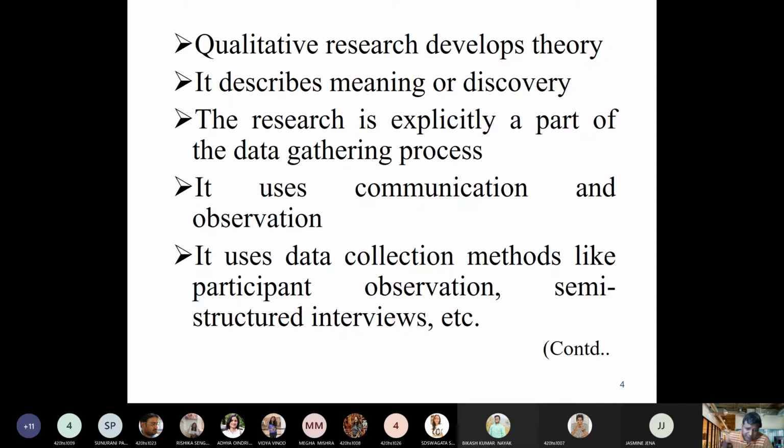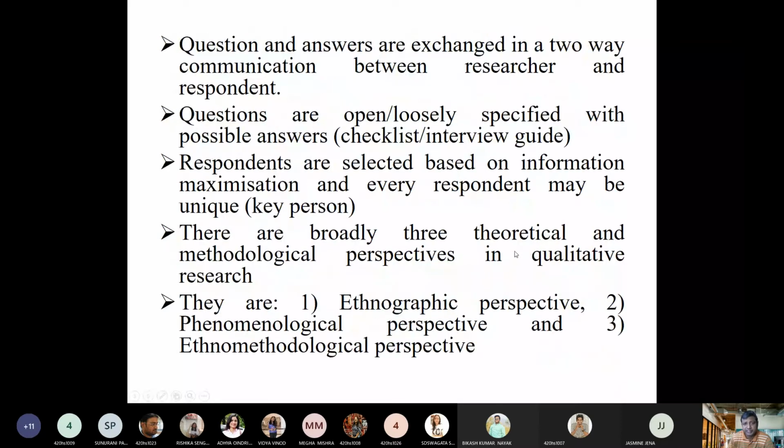It uses data collection methods like participant observation and semi-structured interviews. Questions and answers are exchanged in a two-way communication between researcher and respondent. Questions are open, with loosely specified possible answers. As I have already told you about the questionnaire, it may be open-ended, or we can use a checklist or interview guide. Respondents are selected based on information maximization, and every respondent may be unique.